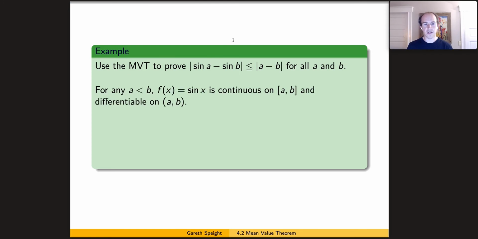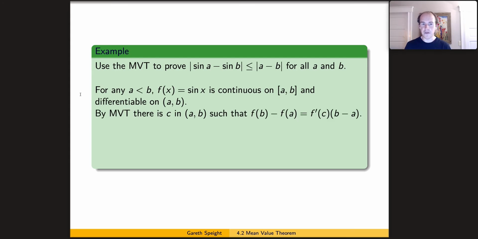So let's try to use that. Trig functions are very nice, beautiful functions, in particular continuous and differentiable. So we can jump in and use the mean value theorem on an interval AB. By the mean value theorem, we just write the statement: there is C in the middle. We don't know what C is, but it doesn't matter. So that f of B minus f of A equals f prime of C times B minus A.